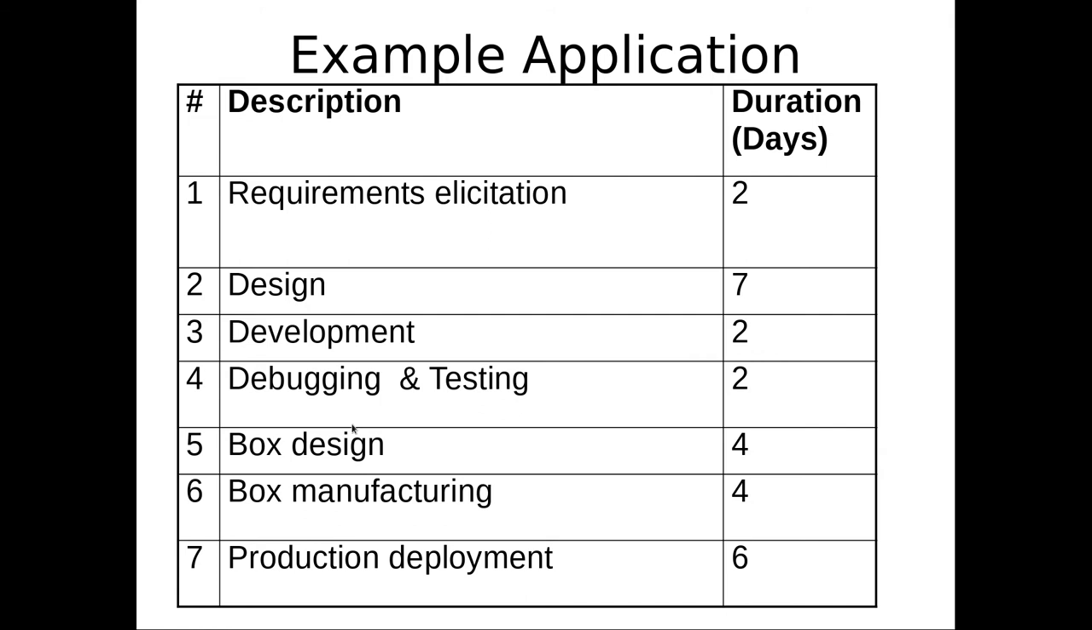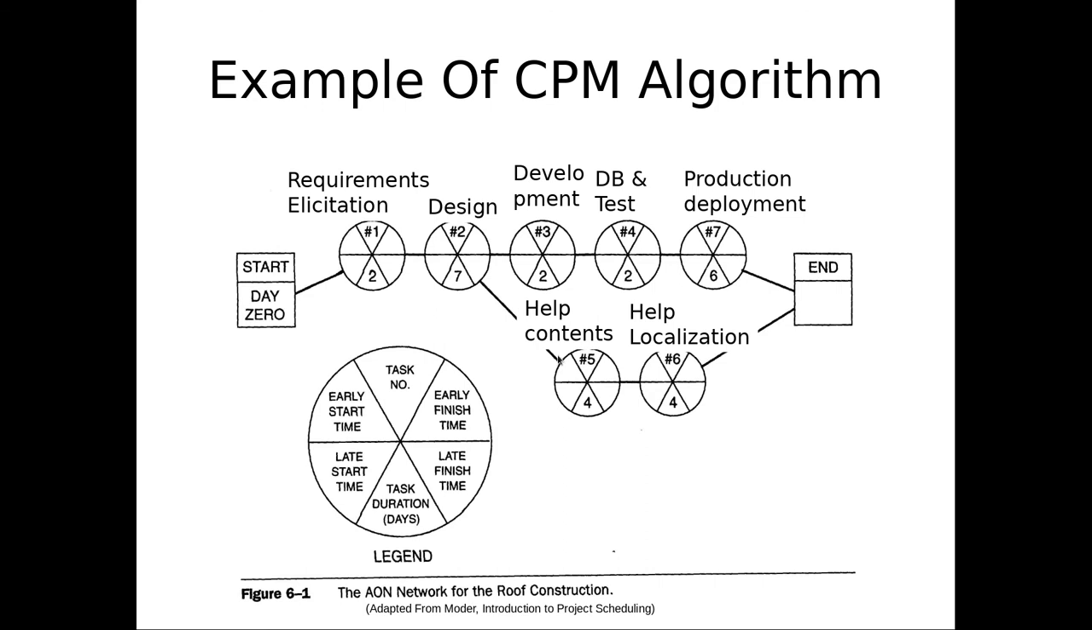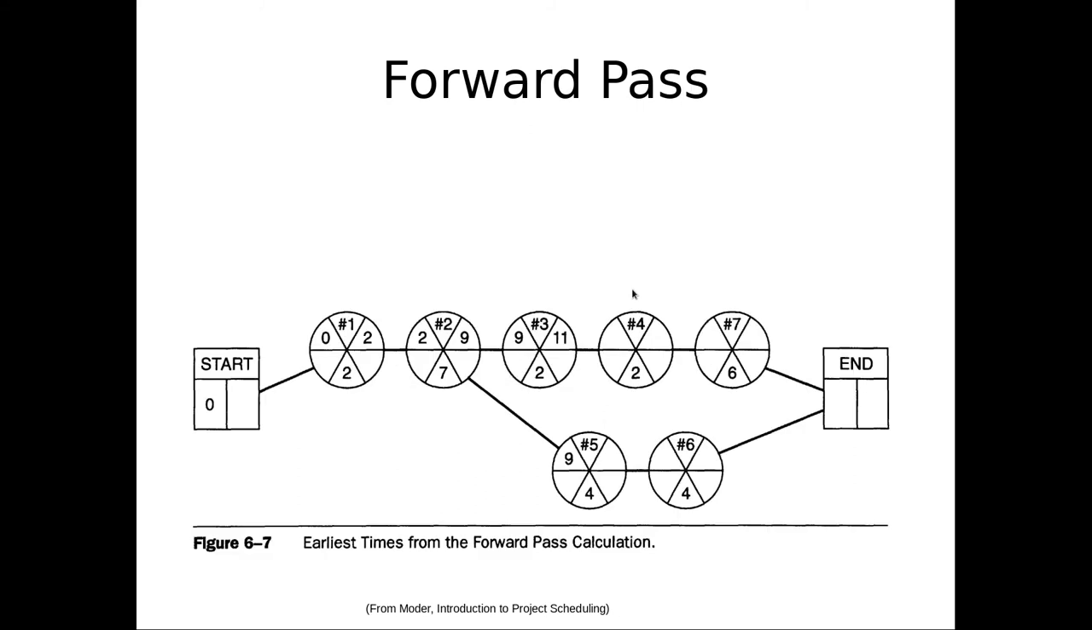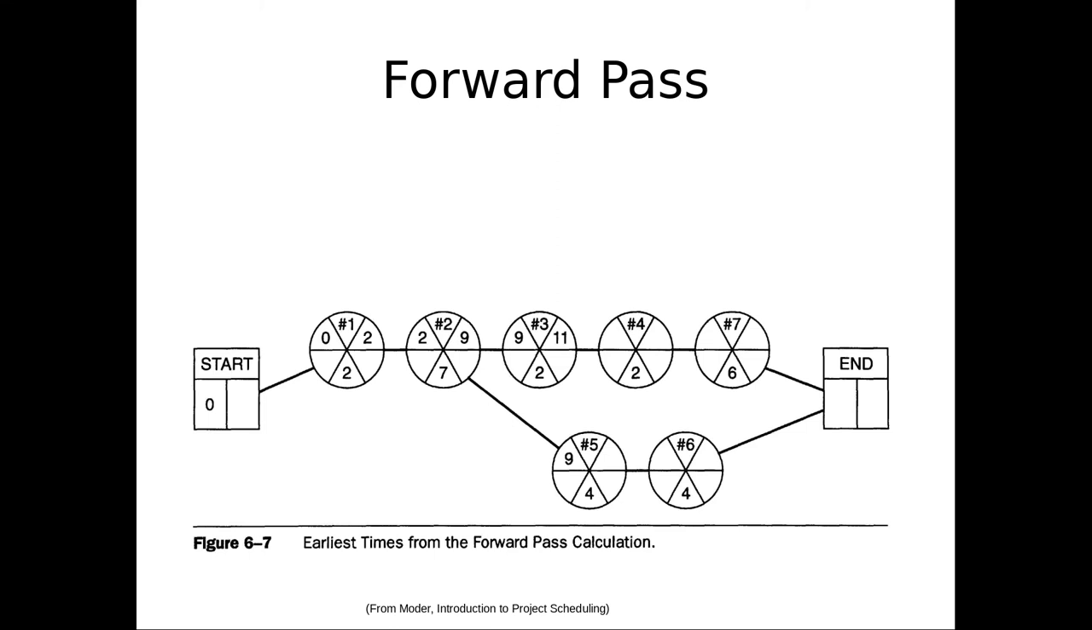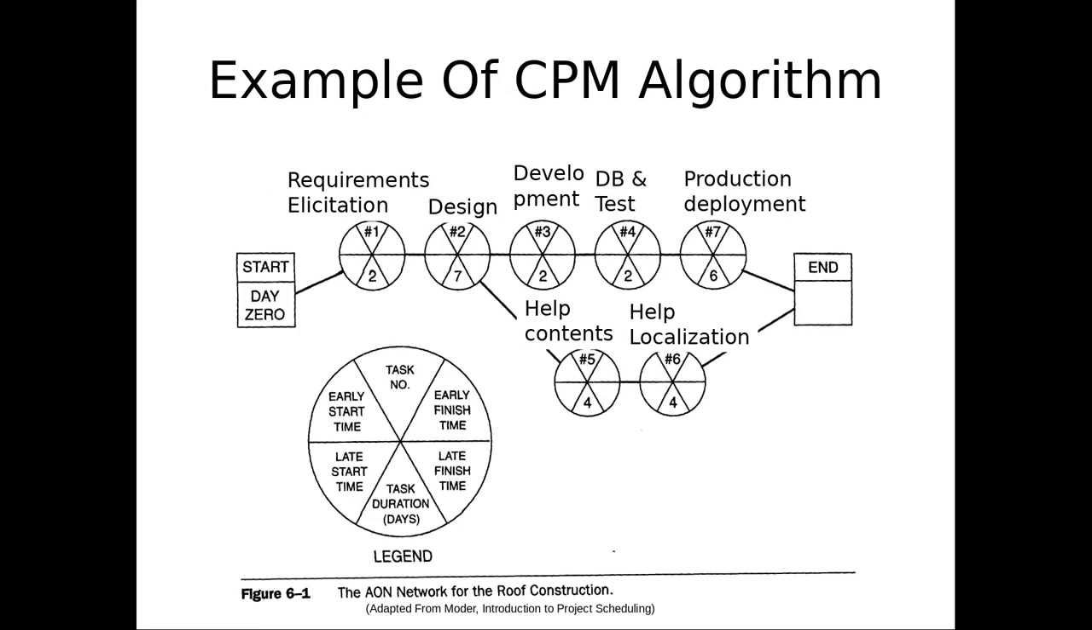Okay, so imagine we have this. Here's a bunch of tasks, and imagine we have a dependency between them, just like this. And these are the amount of time that it's estimated things will take. I want to run the forward and backwards pass on this and get an understanding of this. Now, often I do this on the board, but I will do it here on the screen.